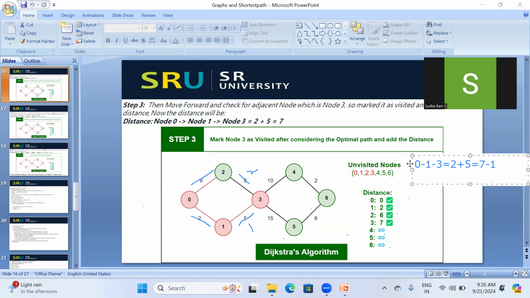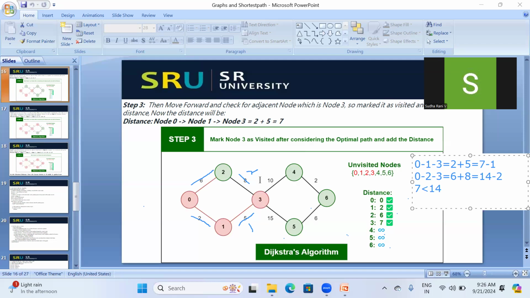Take the same for the second possibility. We have the second possibility, 0 to 2 as well as 2 to 3. Now, what are the values? 0 to 2, the value is 6, plus 2 to 3, the value of 8. So what is the total? Total is 14. This is the second possibility. Clear?